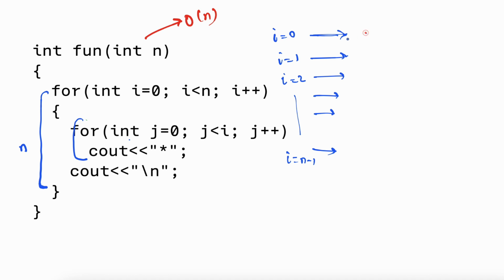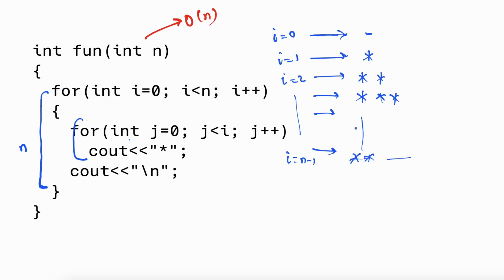It means that in the first line, star will be printed 0 times, which means that nothing will get printed. In the second line, star will be printed i times again, so it means that 1 star will be printed. In the third line, 2 stars will be printed in the same line. Then in the next line, 3 stars will be printed, and so on. In the last line, n minus 1 stars will be printed.